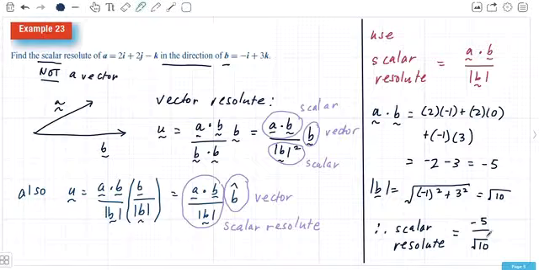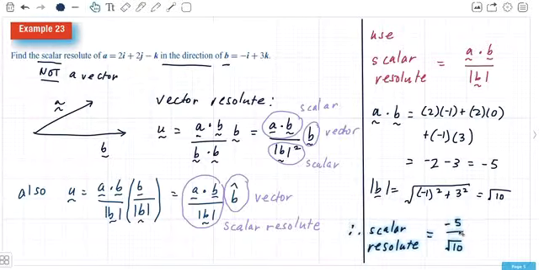It's entirely a scalar. And if we wanted to simplify that too, multiply the top and the bottom here by root 10, okay, you'd end up with -5 root 10 on 10, which is divide the top and the bottom by 5, which is going to be -root 10 over 2. So that's your scalar resolute. So the scalar resolute of A in the direction of B is -root 10 on 2. And it's not a vector, there's no I, J and K qualities there.